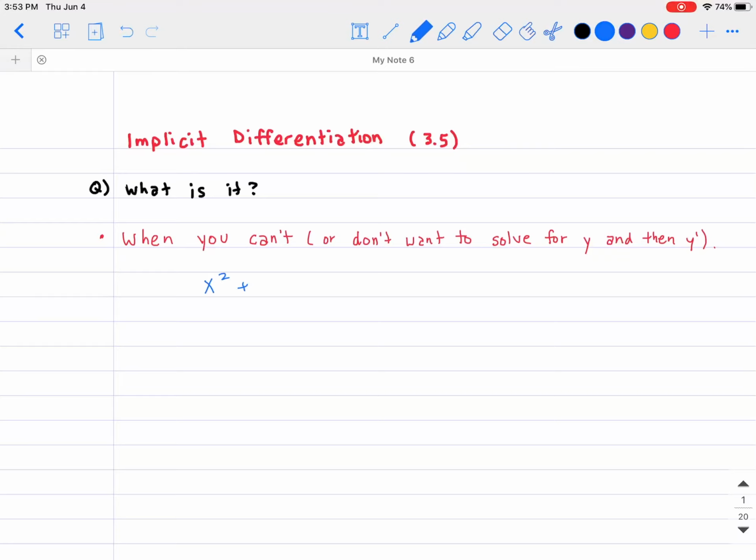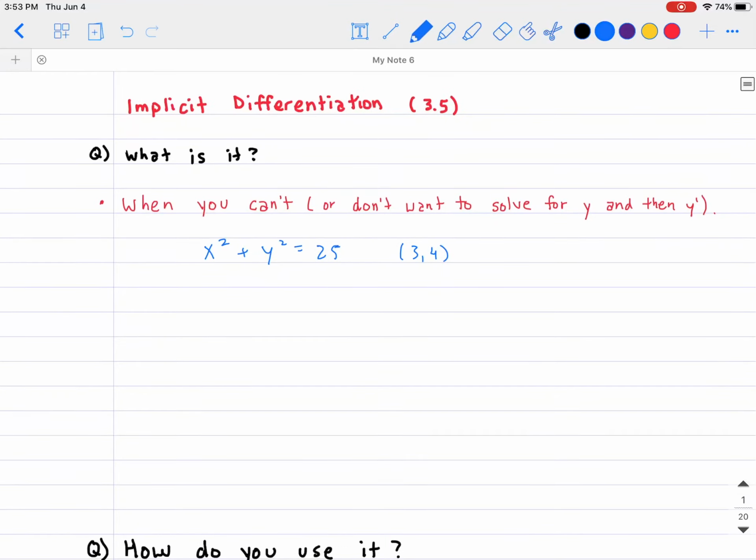So for example, maybe we have an equation of a circle, and what I want to do is find out the equation of the tangent line at a certain point. Say for example at (3, 4). So you can see the idea here is that if I want to do that, I probably need to solve for y, then take the derivative, and then find the slope at the point of tangency. And we can actually do that though.